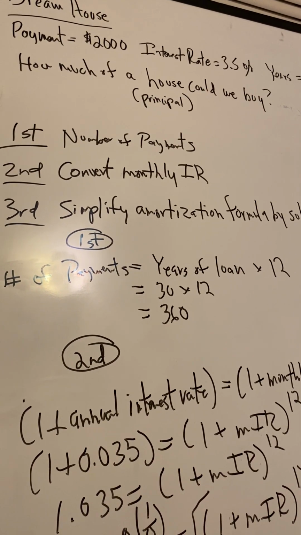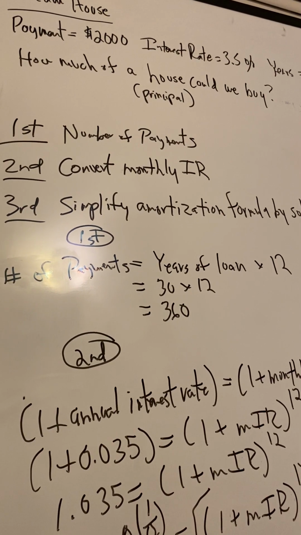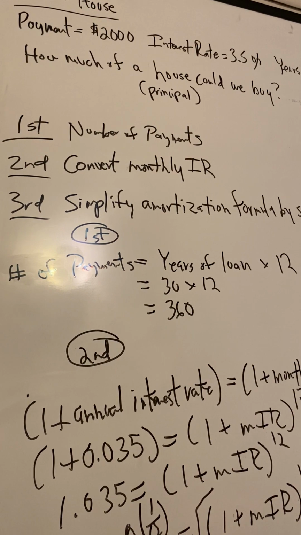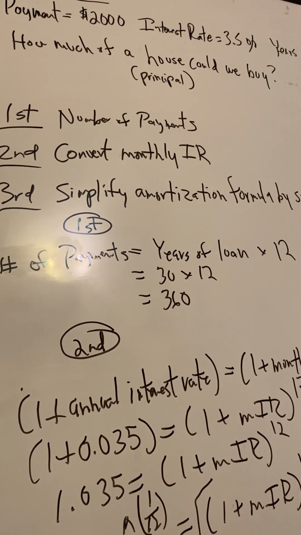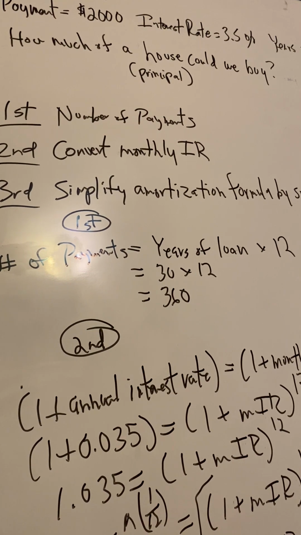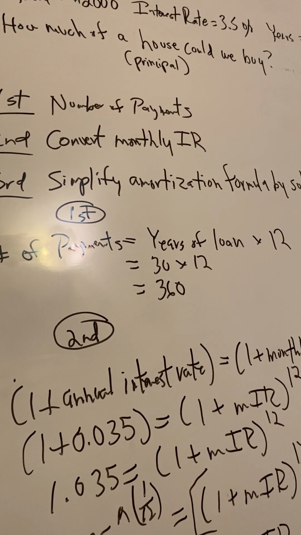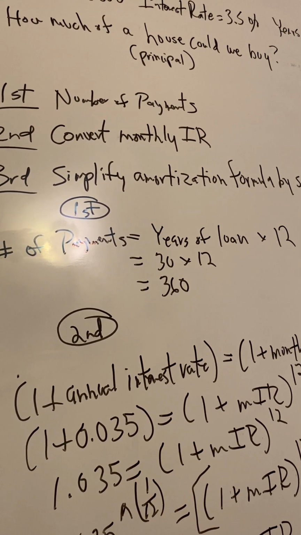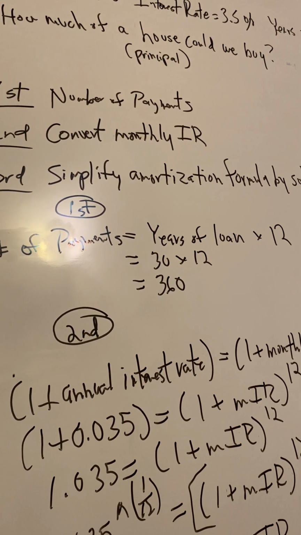The first is figure out our number of payments. After doing that, we've got to convert our yearly interest rate of 3.5% to a monthly interest rate. And then once we have the number of payments and our monthly interest rate, and we know the payment amount that we can make, we would have all the variables we need to plug into our amortization formula to figure out how big of a loan we could take out.